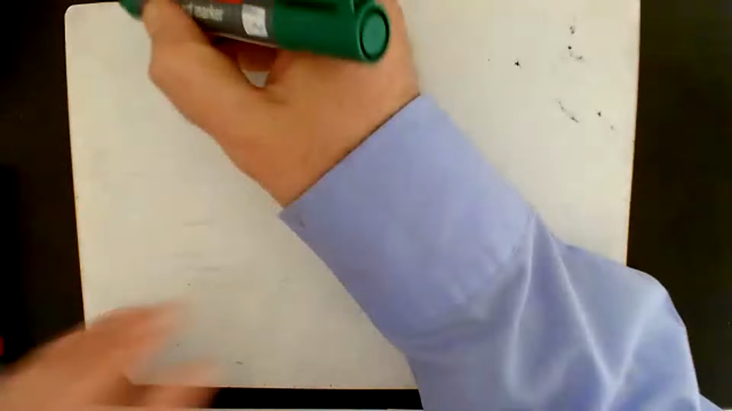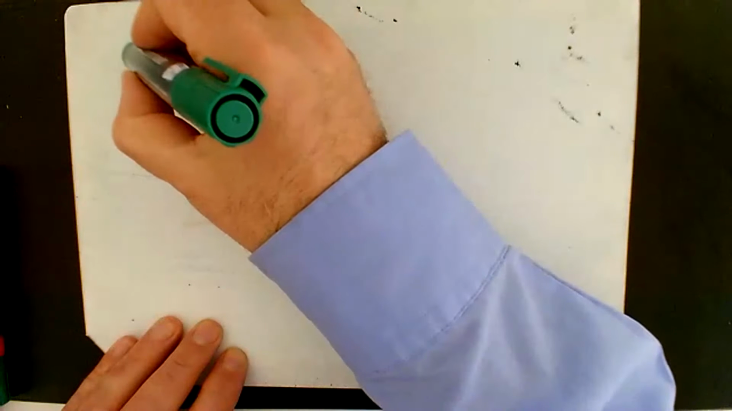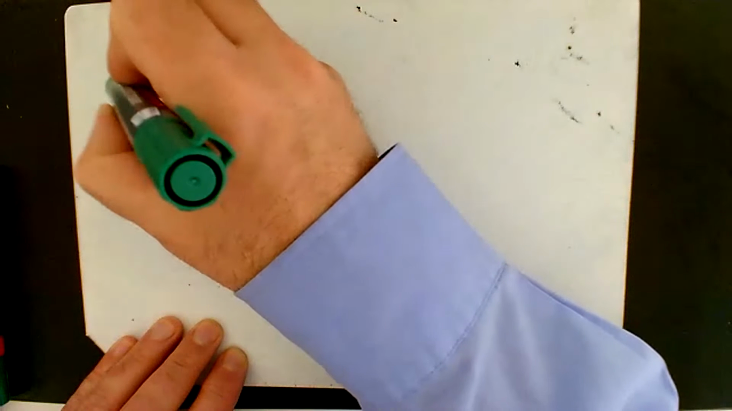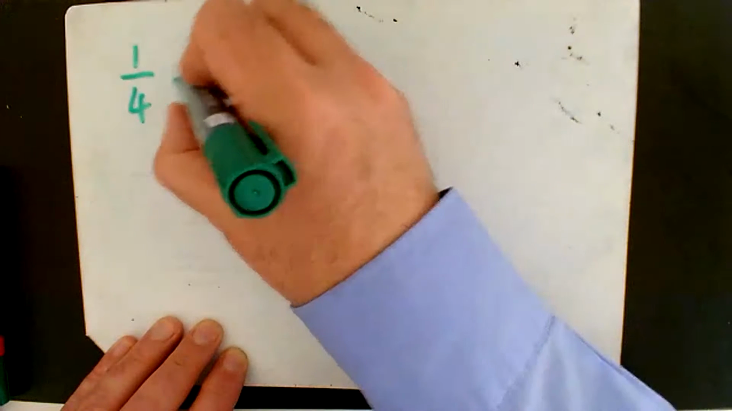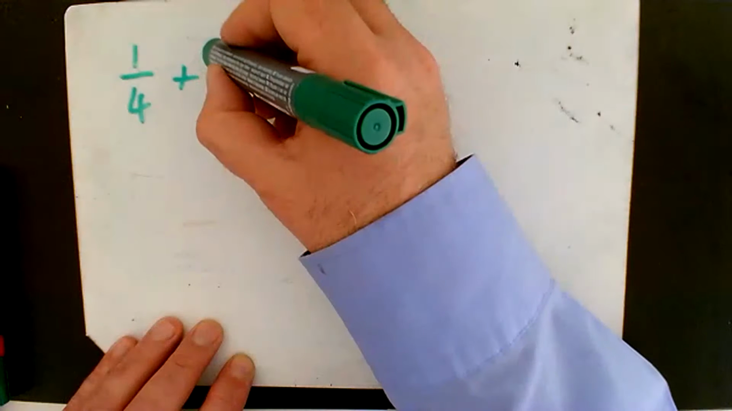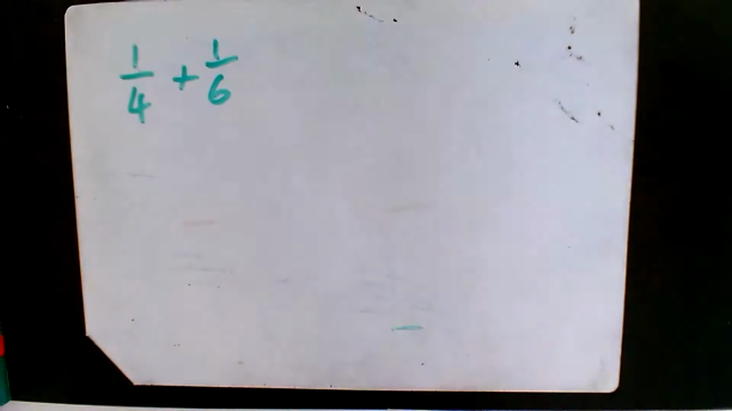Now we're going to be looking at when they're both different denominators. So let's make sure I don't use the same numbers. Let's go with 1/4 plus 1/6.